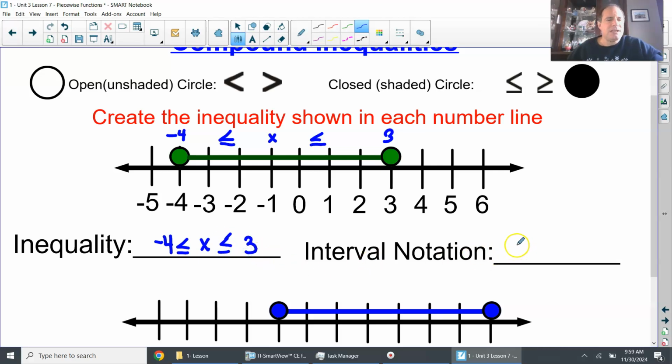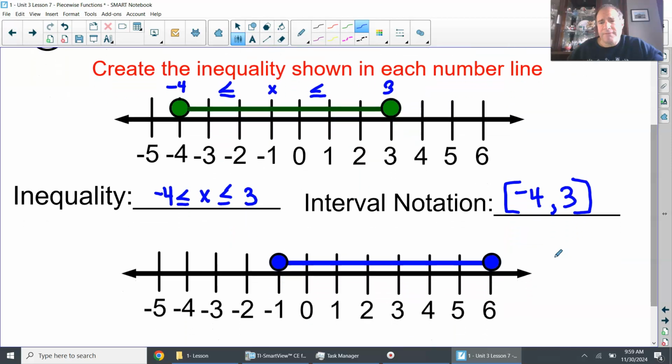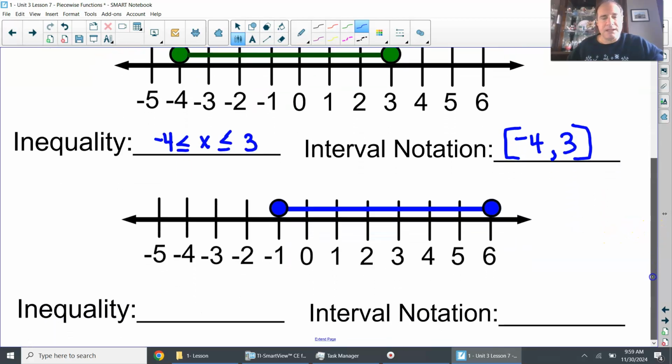The interval notation, and again, you just put the two numbers down, -4, 3. And since they are both closed circles, we have a bracket on each side showing that each number, 3 and -4, are included in the inequality and satisfy that inequality.